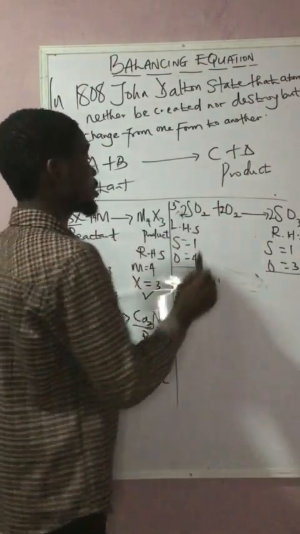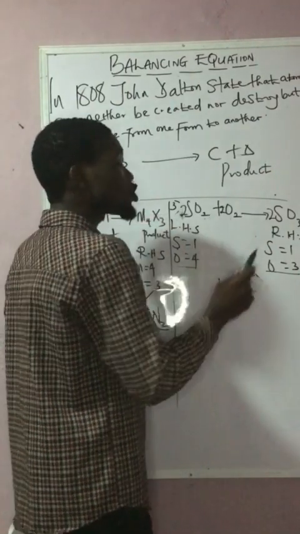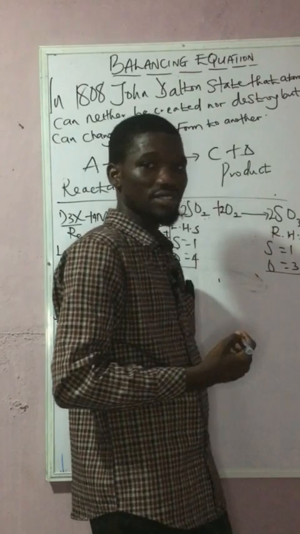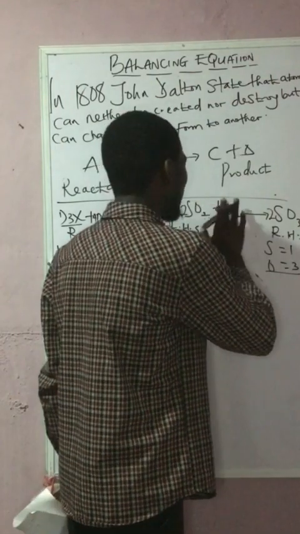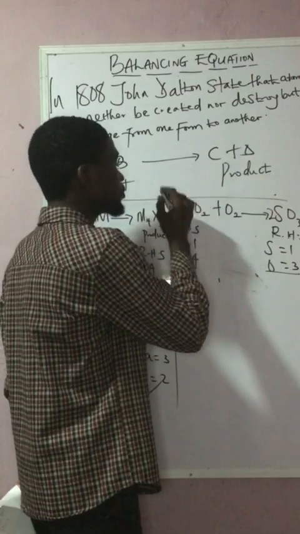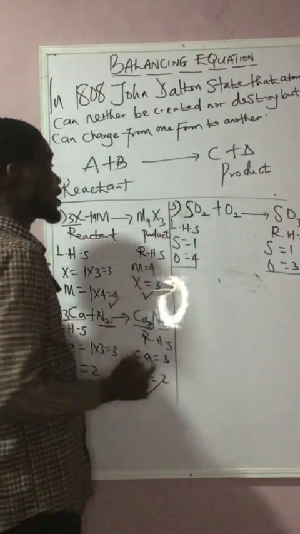Let's take a look at this now. 2 times 2 is what? 4. 2 times 2 is 4. So our oxygen will be 8. While 2 times 3 here is 6. It is not balanced. So we have to clean this, also clean this. So let's take it one after the other.